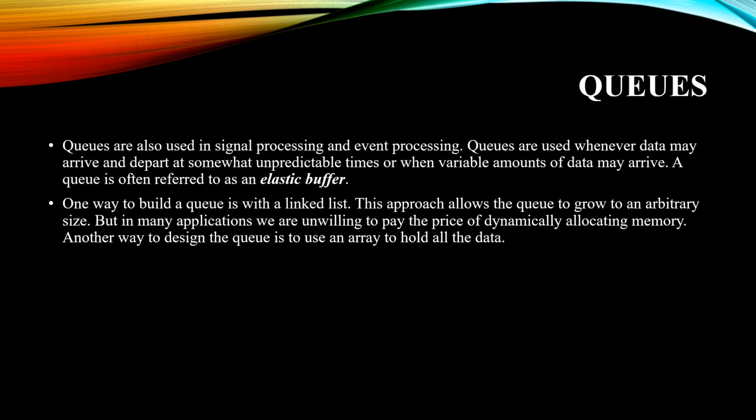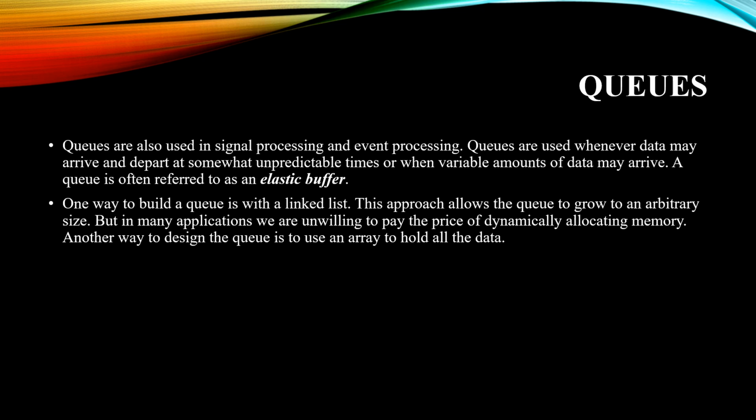So the next component is the queue. Queues are also used in signal processing and event processing. Queues are used whenever data may arrive and depart at somewhat unpredictable times, or when a variable amount of data may arrive. A queue is often referred to as an elastic buffer. One way to build a queue is with a linked list. This approach allows the queue to grow to an arbitrary size, but in many applications we are unwilling to pay the price of dynamically allocating memory.